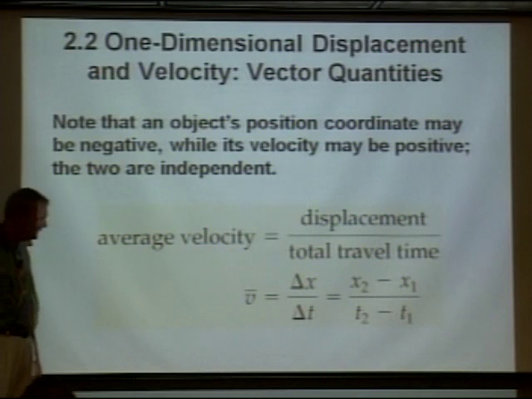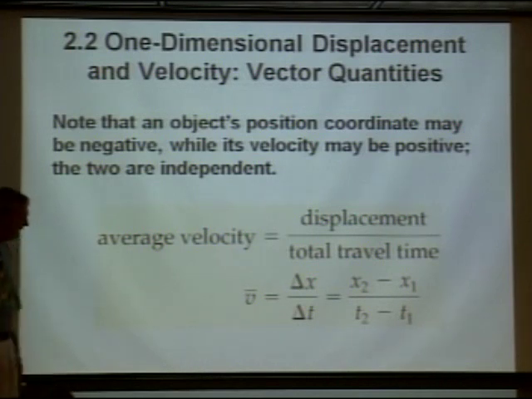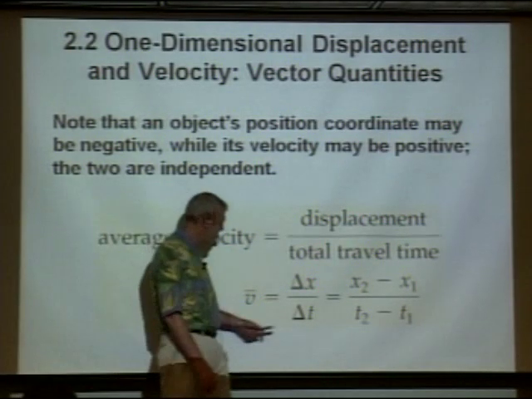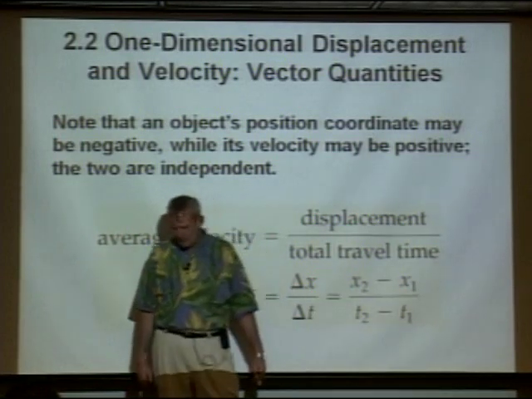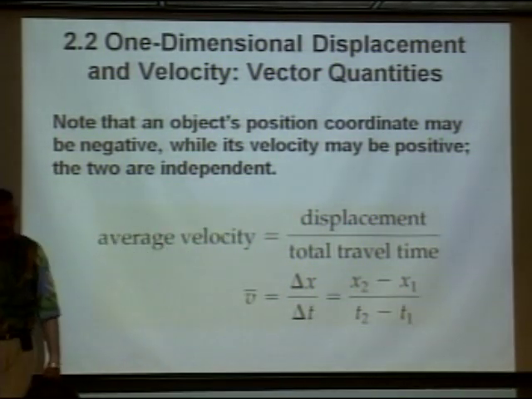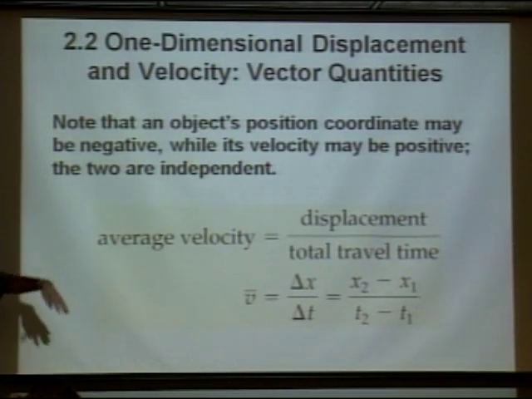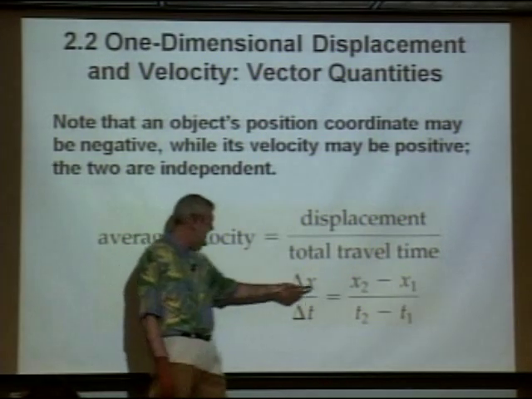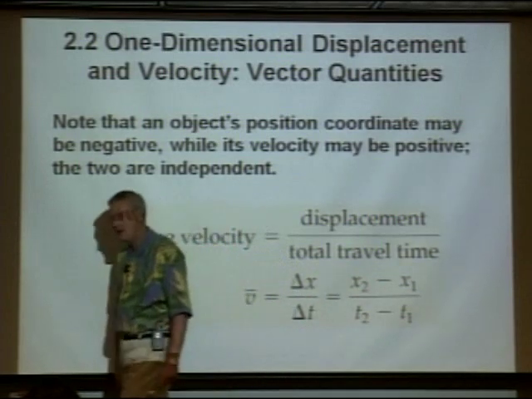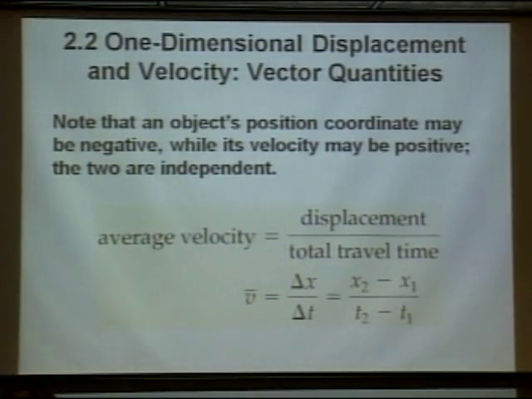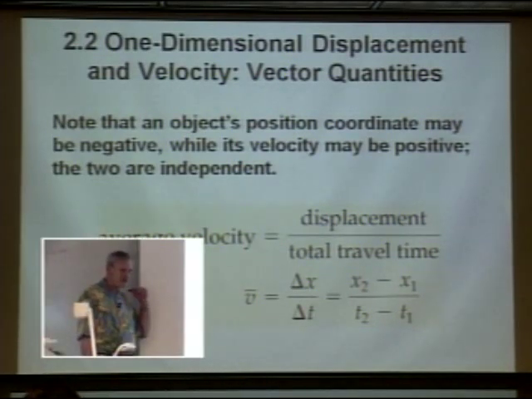But anyway, think about that for a while. All right? For the most part, when 10 seconds elapses, you go 10 minus 0, so you get 10 seconds. So that'll be positive. But your x2 minus x1 might be negative, so sometimes you'll get a negative velocity. Okay? That usually means it's cruising down the negative x-axis.